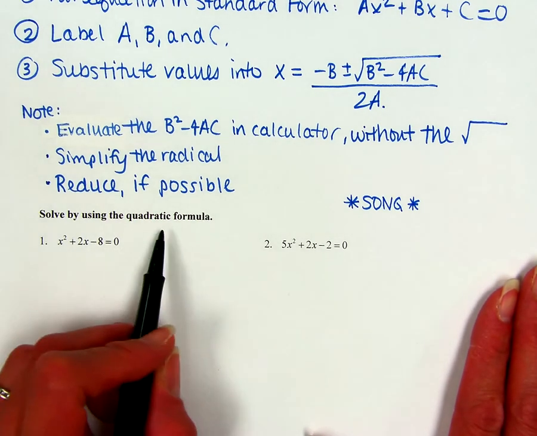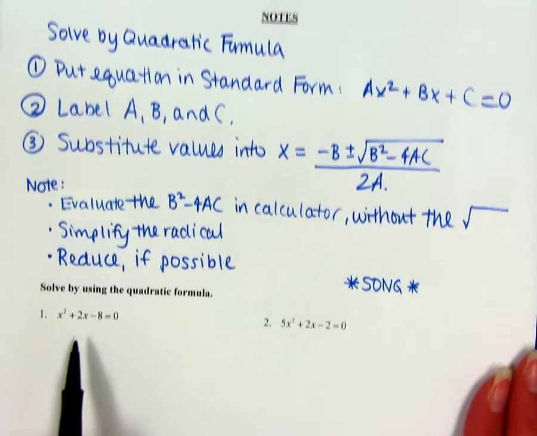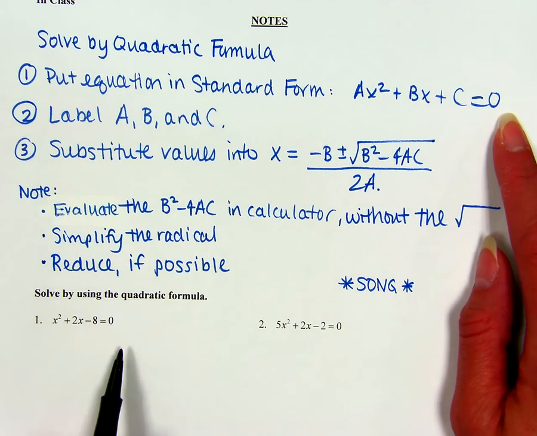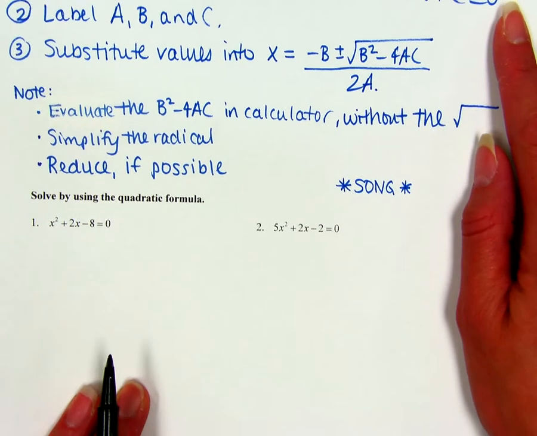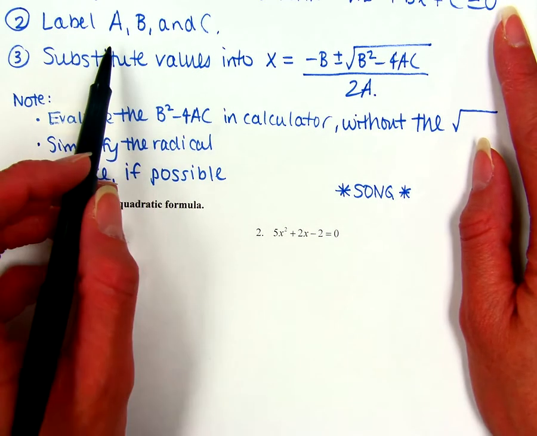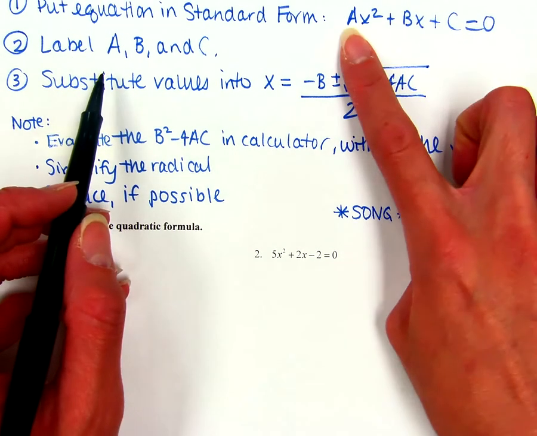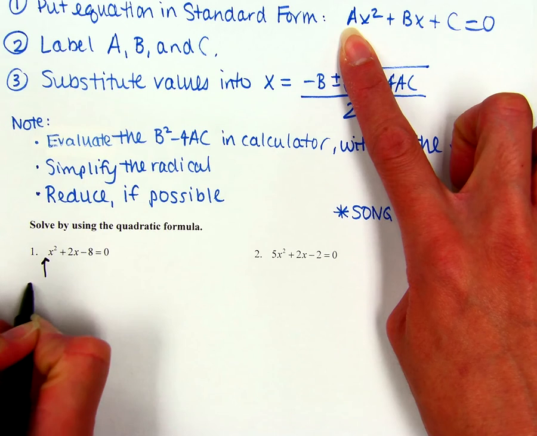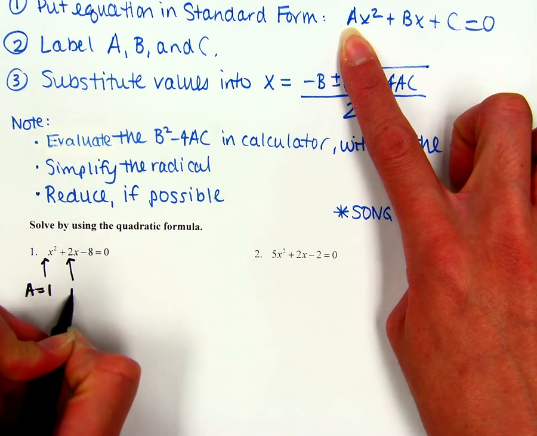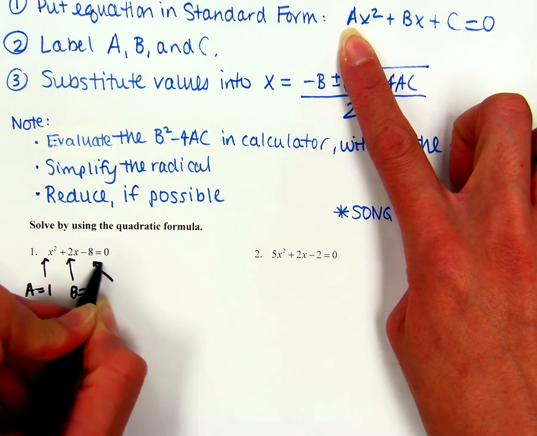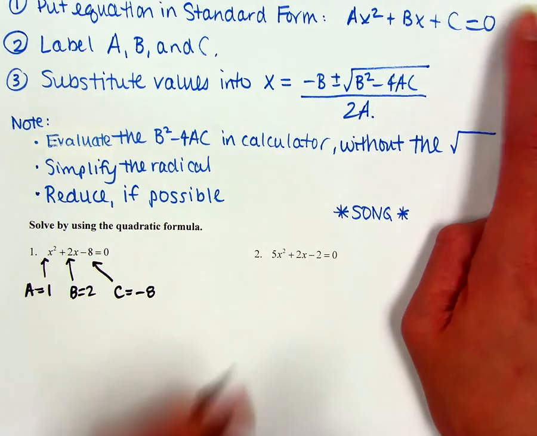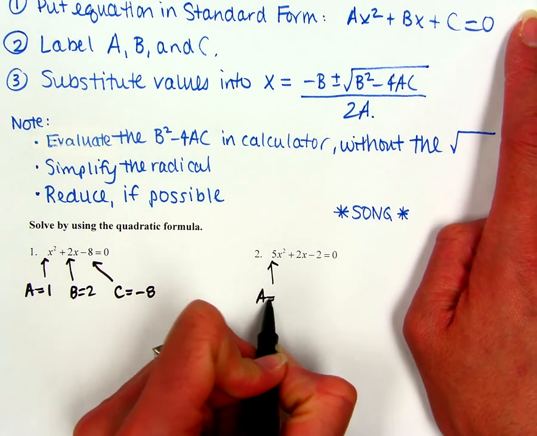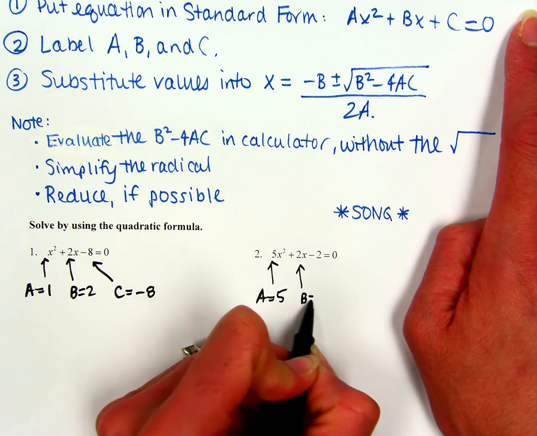So we're going to be solving with the quadratic formula. The first step is to make sure that it's in standard form, so it has to equal 0. These two already equal 0. Then we need to label a, b, and c. A is always the value in front of the x squared. So in the first problem, a is 1, b is 2, and c is negative 8. In the second problem, a would be 5, b would be 2, and c would be negative 2.